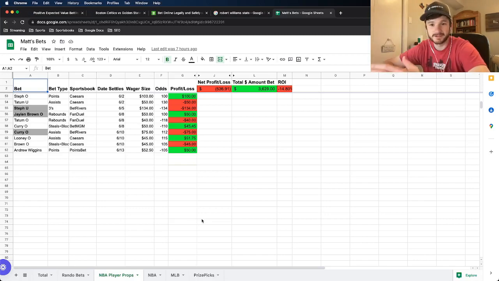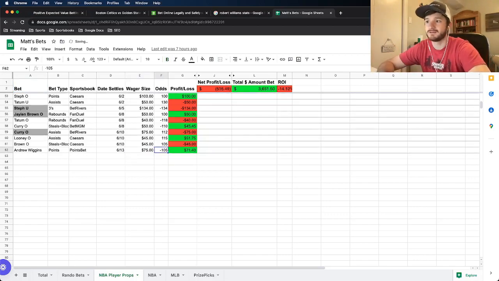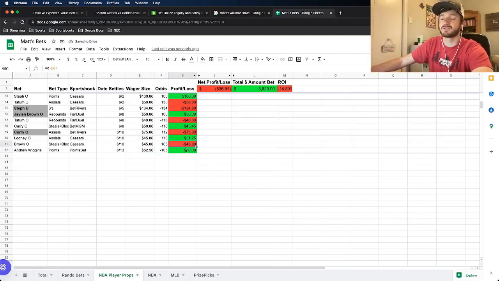The thing that was a little bit frustrating was that it was supposed to be a three-unit play. It was supposed to be $75, so it would have been about $71 in profit. Because I'm limited on PointsBet, I was only able to get $52.50, so only $50 in profit. So obviously it didn't quite make up for the almost $600 in loss that I have for these player props, but it was nice to get a win in the books.